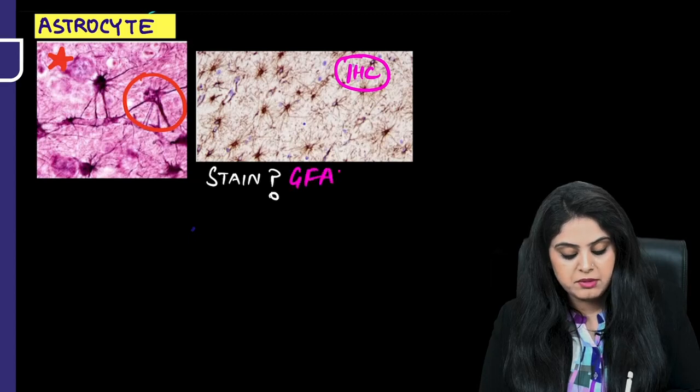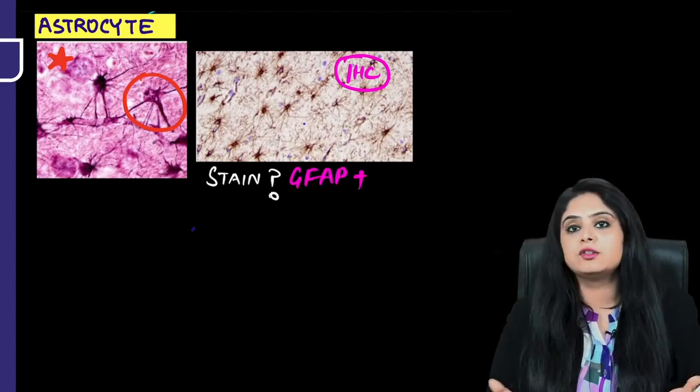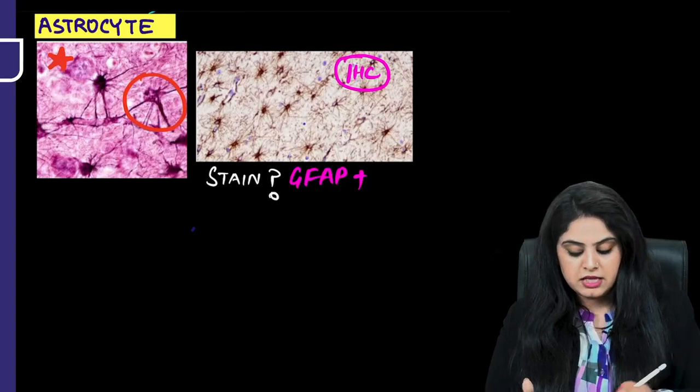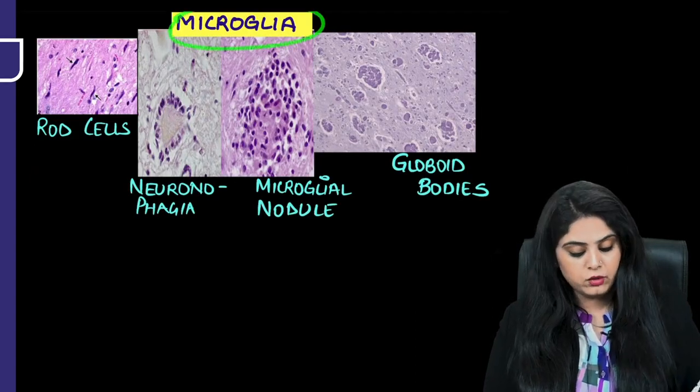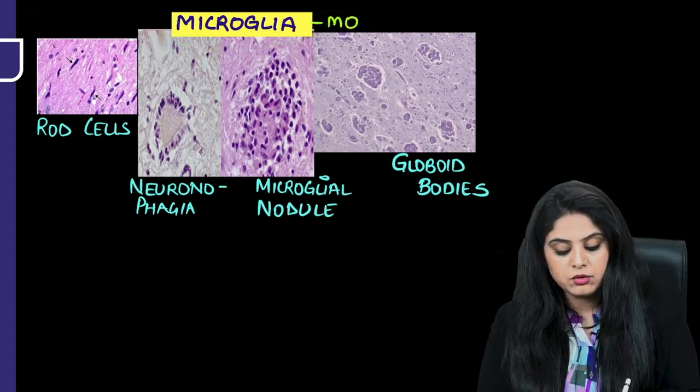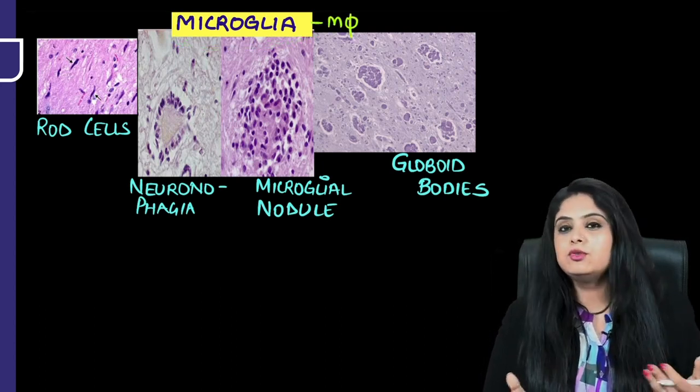It is GFAP positive. So all astrocytomas are also GFAP positive. Telling you about the next set, and that is the cell called microglia. I hope you remember microglia are the macrophages of the brain. And I'm going to do some variations.